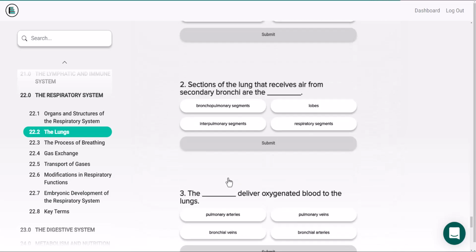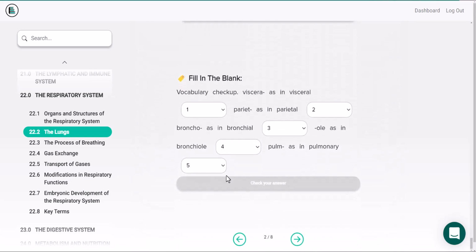Make sure that you answer the questions here to part 2, and we are now going on to 22.3 through the end of this chapter.